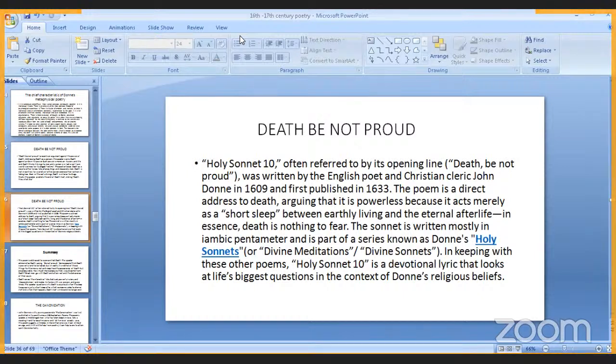So this is in fact referred to as Holy Sonnet 10, written by John Donne in 1609, published in 1633. It's a direct address to death, arguing that it is powerless because it acts merely as a short sleep between earthly living and the eternal afterlife. In essence, death is nothing to fear. So the sonnet is written mostly in iambic pentameter and is part of a series known as Donne's Holy Sonnets. And in keeping with these other poems, Holy Sonnet 10 is a devotional lyric that looks at life's biggest questions in the context of Donne's religious beliefs.